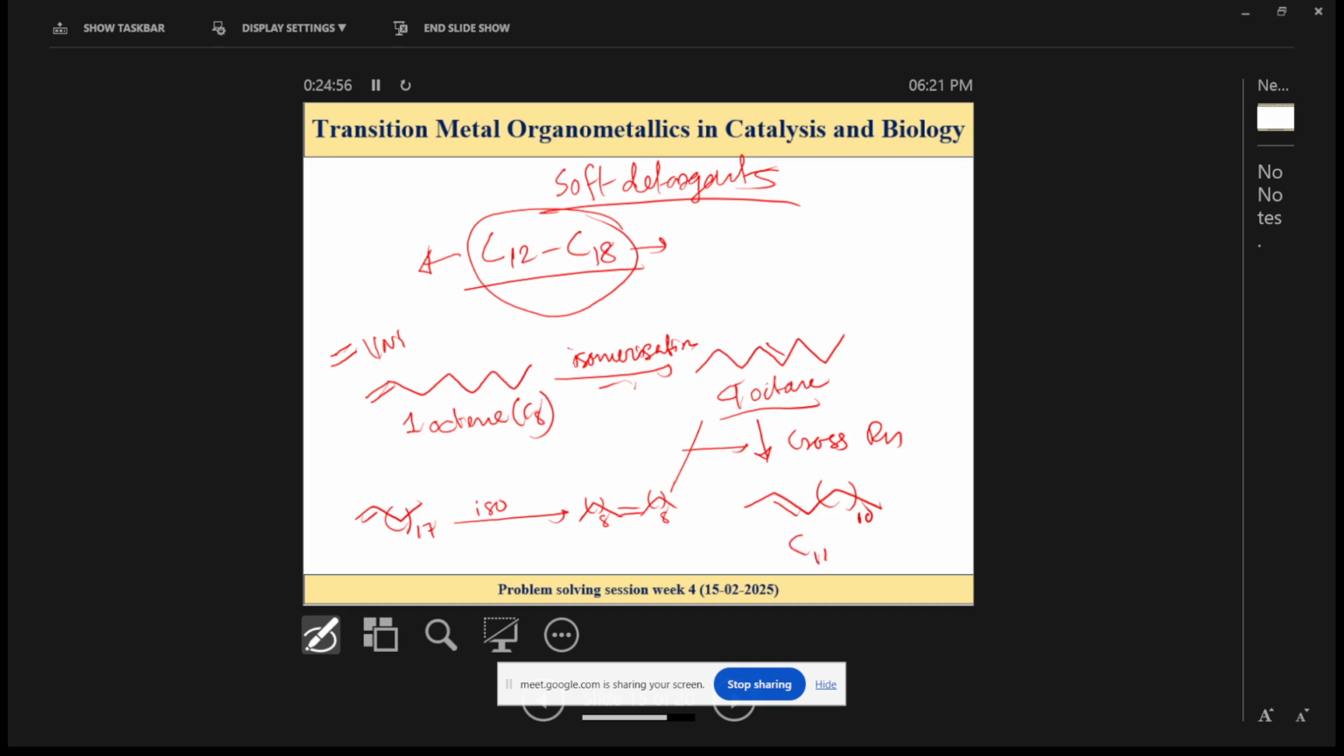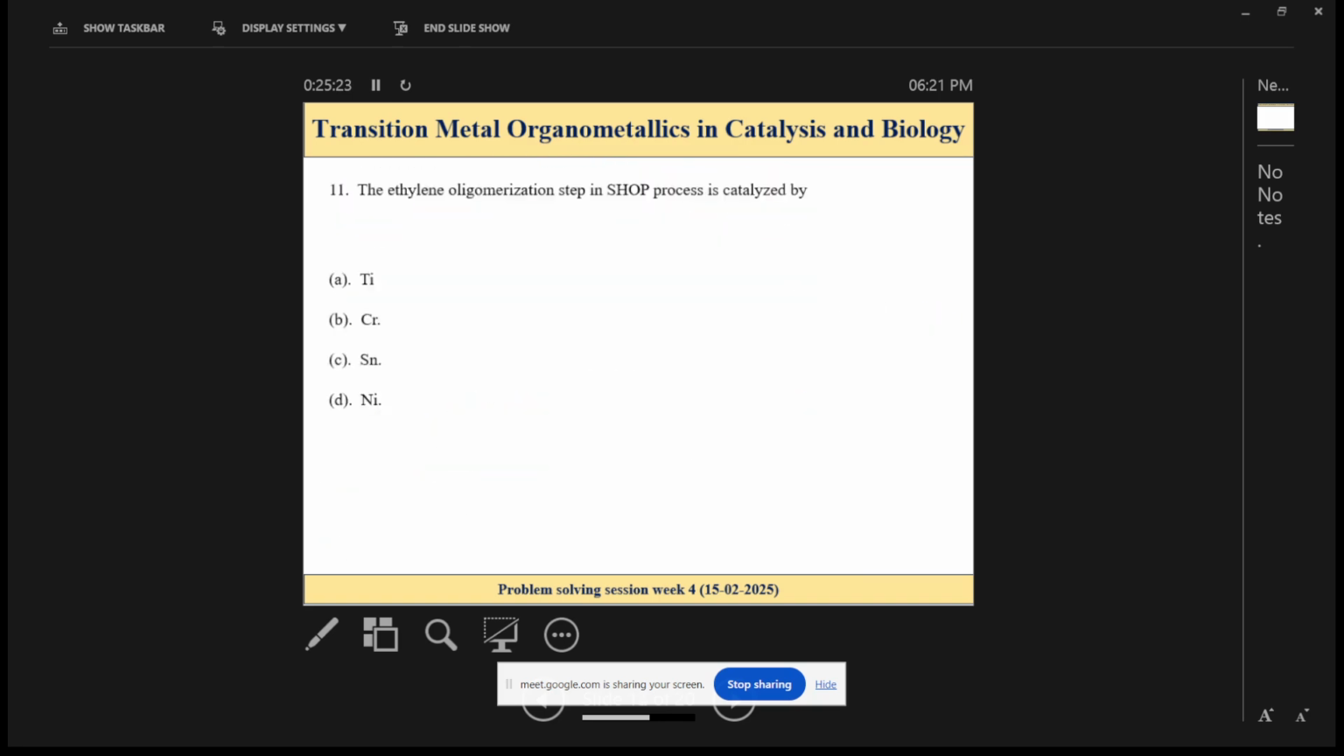So this is C14. So our C14 is used for the soft detergent. This is the SHOP. And in the SHOP process, the first step we need the nickel catalyst to perform this oligomerization. So this undergoes the oligomerization, then isomerization, then cross coupling reaction. So this is called the SHOP process. So in the SHOP process, first is the oligomerization step. Our SHOP process catalyst is nickel. So nickel is used as a catalyst in this SHOP process of oligomerization stage.